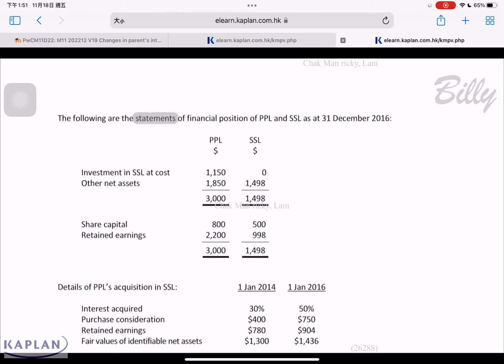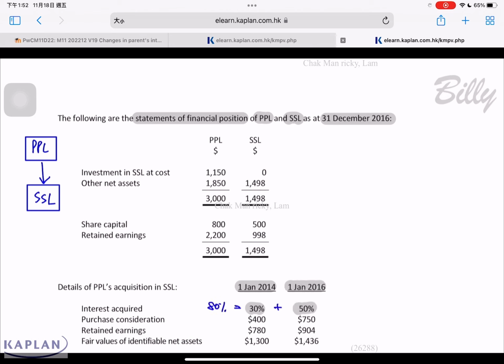The following are the statements of financial position of PPL and SSL at 31st December 2016. Simple balance sheet. PPL acquired SSL through two separate transactions: on 1st Jan 2014, 30%, and 1st Jan 2016, 2 years later, 50%. In total it equals 80%. Total cost of this is equal to 1150. It's over here, 1150. This is the piecemeal acquisition from 1st Jan 2014 to 31st December 2015.